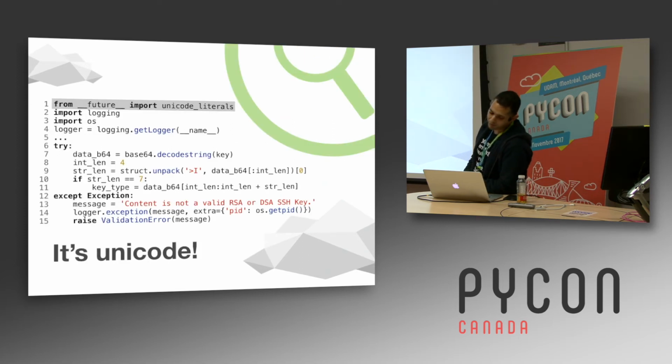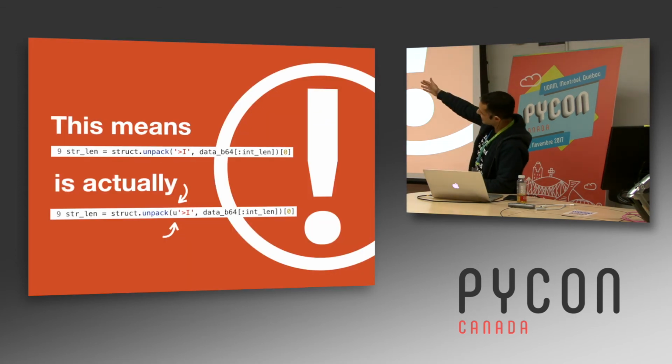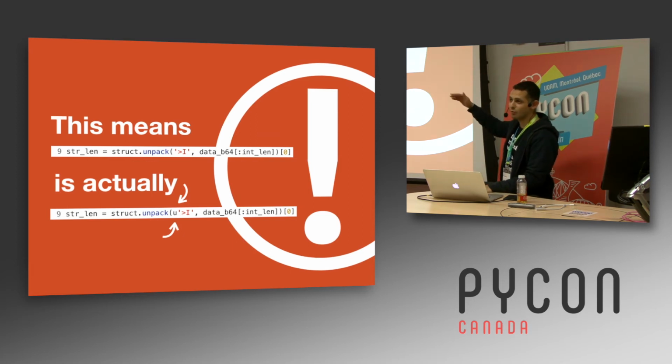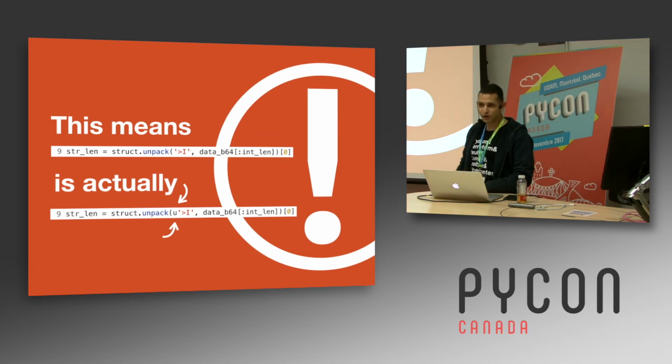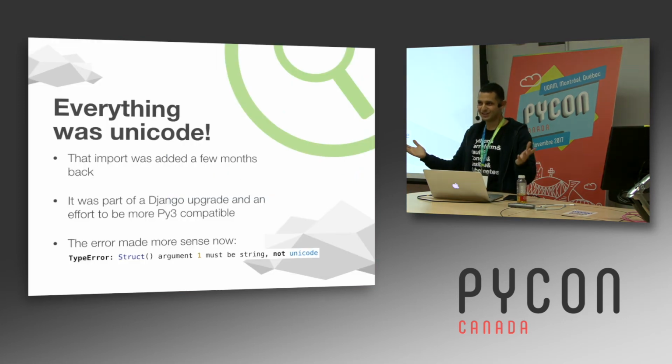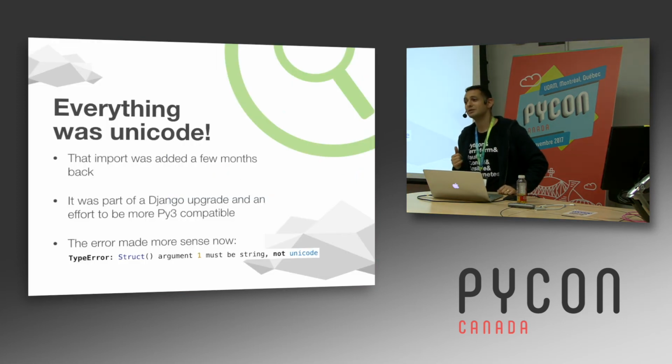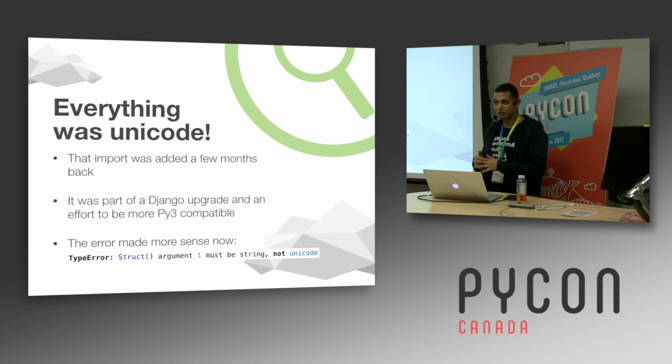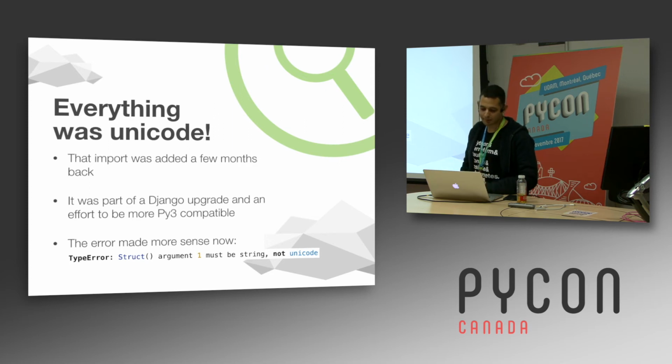This first line over here, from __future__ import unicode_literals. This means that every single string in this file is actually a Unicode string. Even though you put it as a regular string, this is Python 2, it actually converts it into Unicode. So this error over here, this line with ">I", that's a string, is actually a Unicode string this entire time. Everything is Unicode. And this particular import was added a few months ago, before all this error happened. It was part of a Django upgrade we were doing at the time, trying to be more Python 3 compatible. So this error now makes more sense.